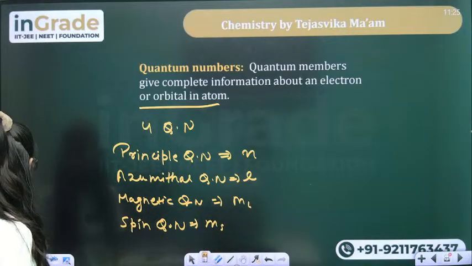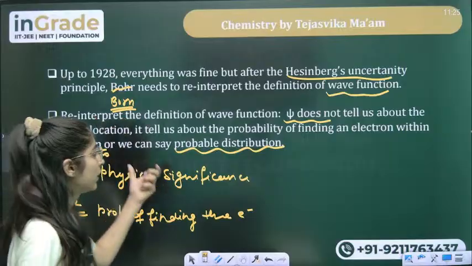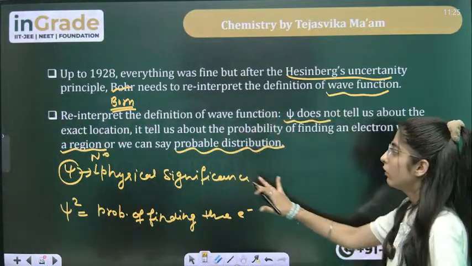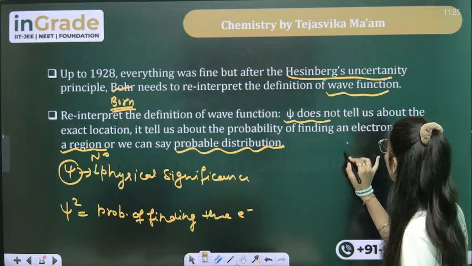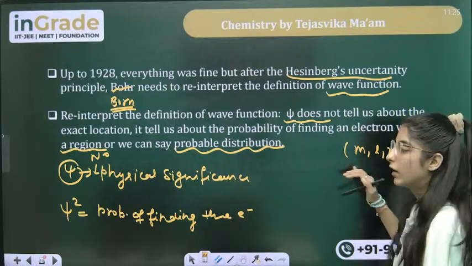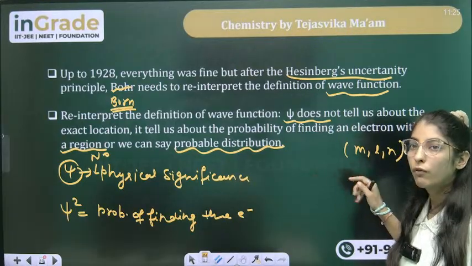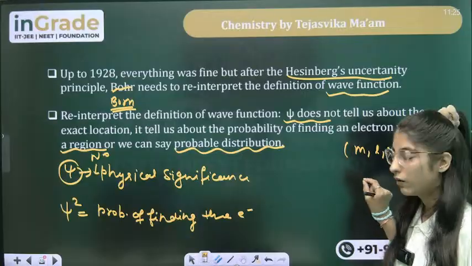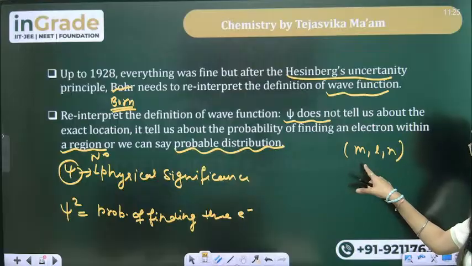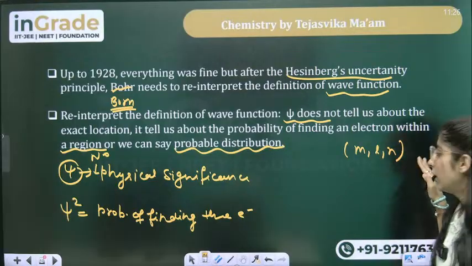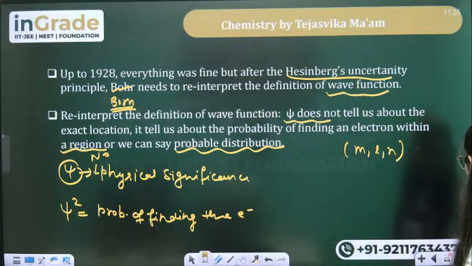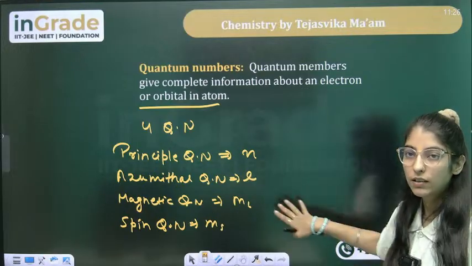One more thing: from this wave equation we are going to find out the values of M, L and N. We are not getting the value of the spin quantum number from this wave equation, but we will get the values of M, L, N. We are going to discuss this topic in JEE Advanced. So now let's move further and see what the quantum numbers are.